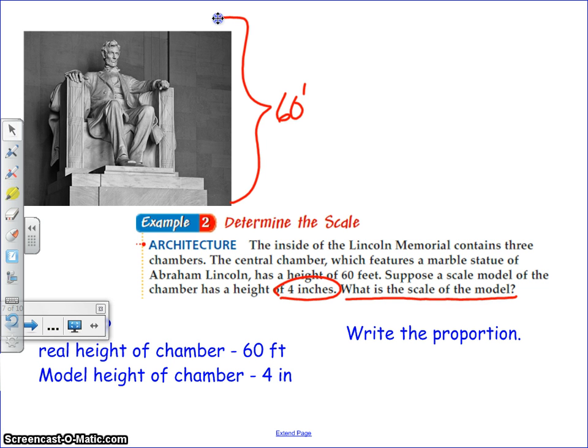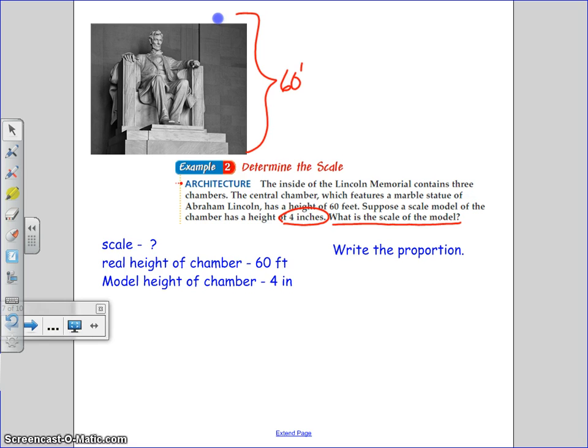All right. So I think it's always good, you know me, I like my little grocery list. Not only do I like to draw pictures to solve my problems, I like to make my little grocery list. So what is the scale? Well, the scale, we don't know. What is the real height of the chamber? The real height of the chamber is 60 feet. What is the model height of the chamber? It's 4 inches. Okay, to solve this problem, we're going to write the proportion.